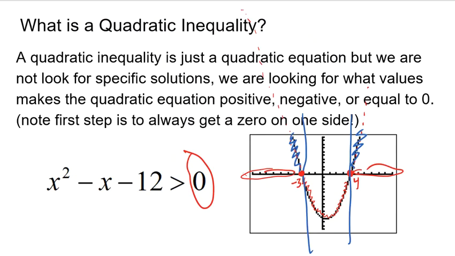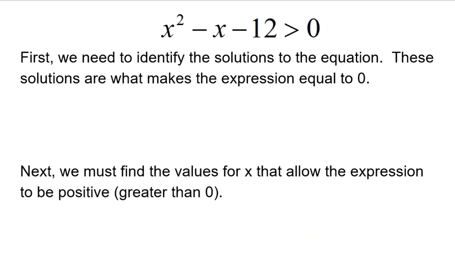I'll go back to this graph real quick here. -3 and 4 are the solutions, but it's at those values where we make a switch from, say, positive to negative or negative to positive. And that's what we're interested in, because when you switch between greater than 0 and less than 0, those values are obviously very important to us. So the first thing you need to do is find the solutions to the equation. Even though it's an inequality, pretend for a second it's an equation and find the solutions.